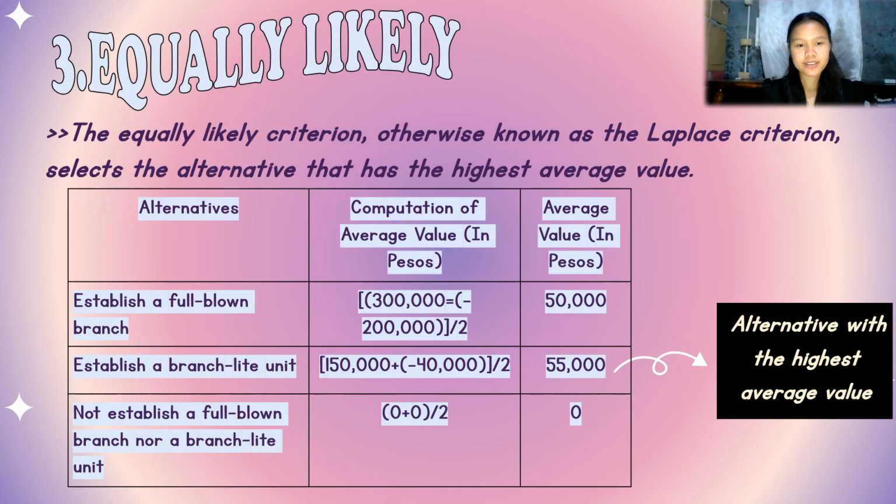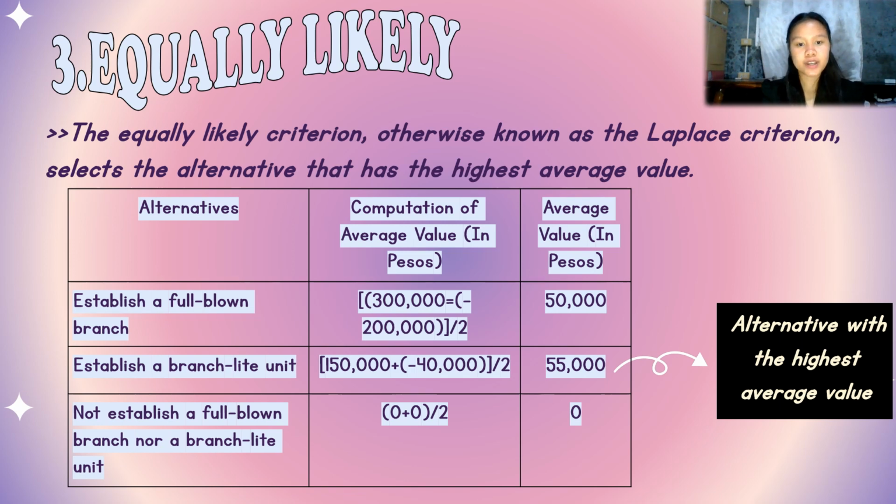The third criteria is the equally likely. The equally likely criterion, otherwise known as the Laplace criterion, selects the alternative that has the highest average value. The decision maker adopts an approach in which the states of nature have equal chances.